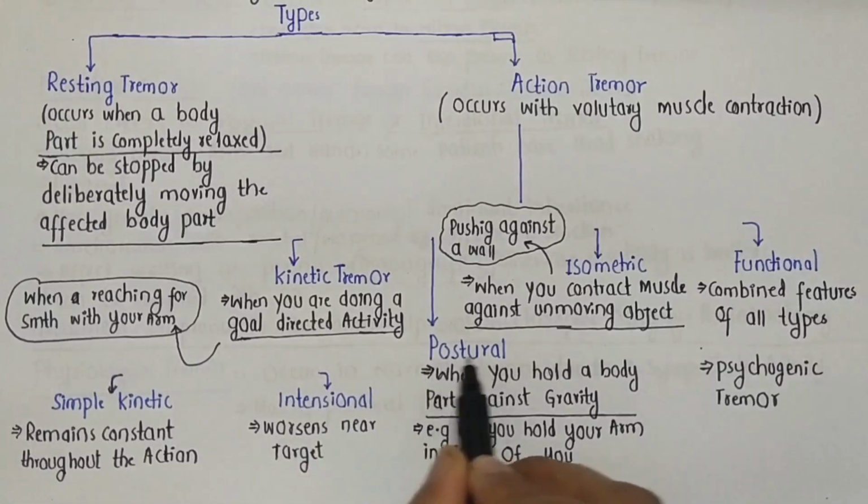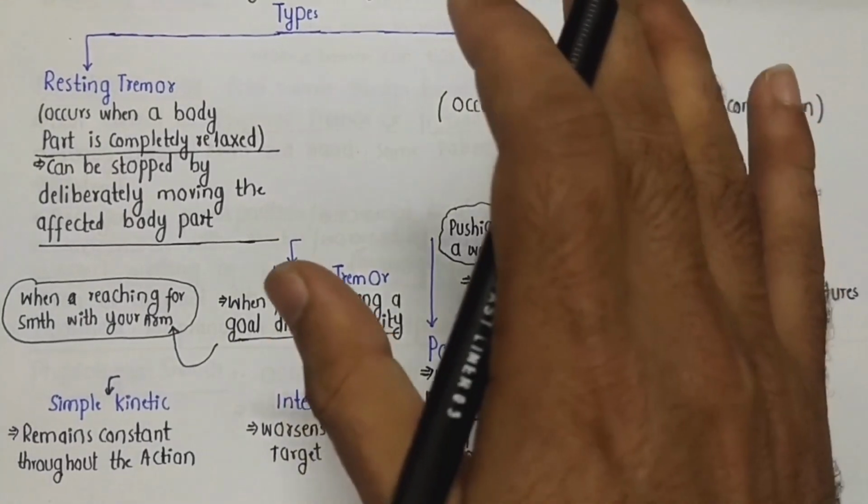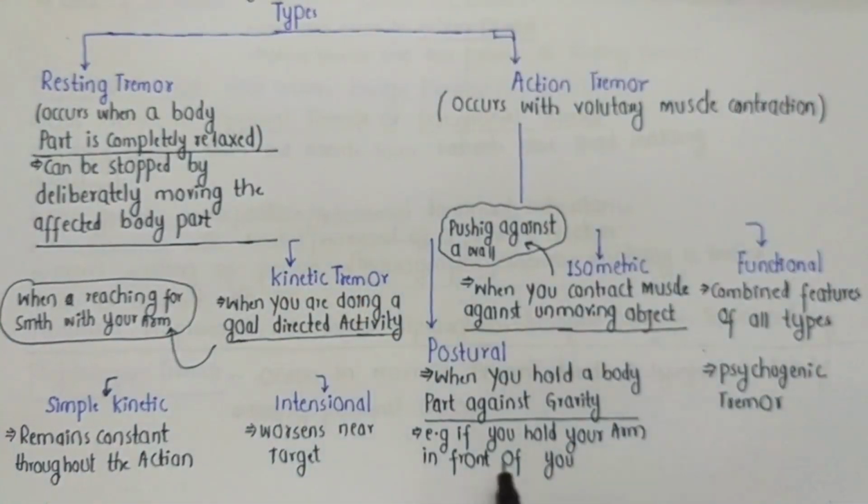The postural tremors occur when you hold a body part against gravity. When a body part is exposed to the force of gravity, these tremors occur. For example, if you hold your arm in front of you and the hand and the arm experience tremors, these will be called postural tremors.